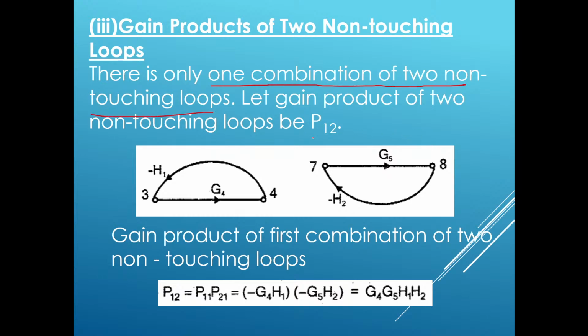So let us assume the gain product of these two non-touching loops has the notation P12. P12 is the gain product of the non-touching loops. What is the gain of this loop? G4 into minus H1, and the gain of the other loop is G5 into minus H2. So just take the product of those two, you will get G4, G5, H1, H2.